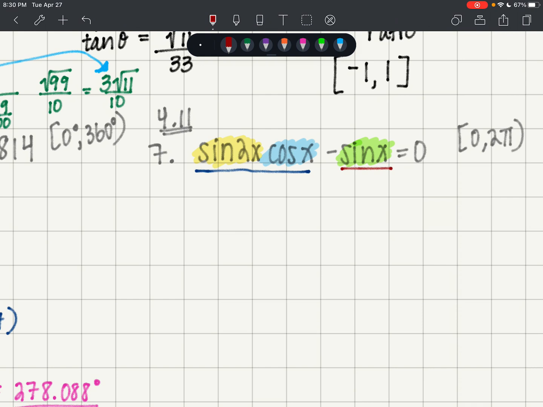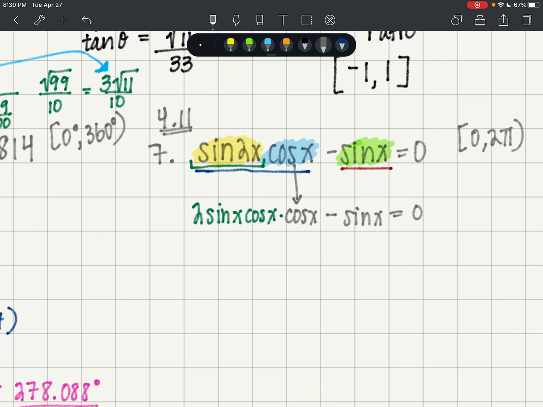Now it would be great if I could factor out a sine of x. However, the sine of 2x does not have the same angle, so it's not the same. It's two totally different things. So I'm going to take this sine of 2x, and I know my double angle formula, 2 sine of x cosine of x. I'm going to replace that, right? And then I still have this cosine of x minus sine of x.